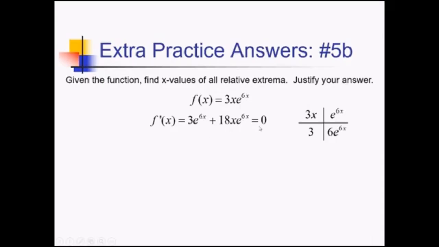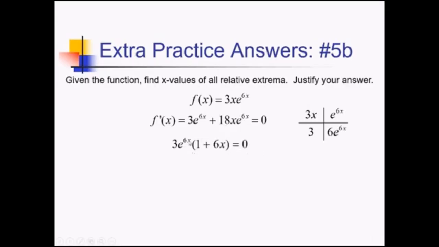So what do I do then to get the zeros? Well, I notice that these have a common factor, a few common factors. They both have this e to the 6x that I can take out. We can also take a 3 out as well. So 3e to the 6x. That leaves us with just 1 for this first term. This next one will be 6 and x. There's no more e in there. And all of that's going to equal 0.